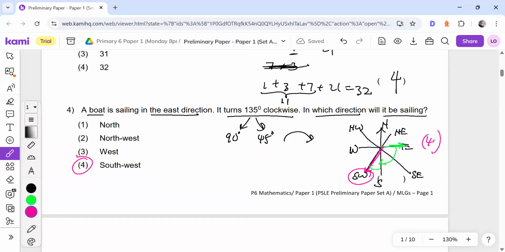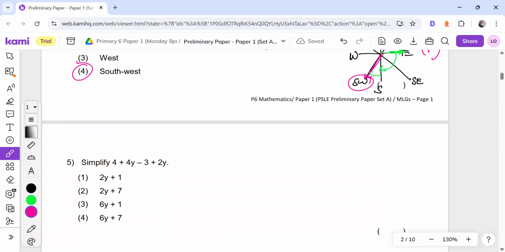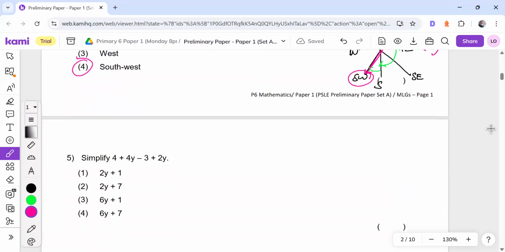Okay, question 5, algebra. For question 5, if you don't know how to do it, circle the groups like this. Then you arrange the groups. Put the groups of the same kind together, for example the whole numbers, beside each other. Then put the letters together beside each other, like this. After that, you can easily get the answer.